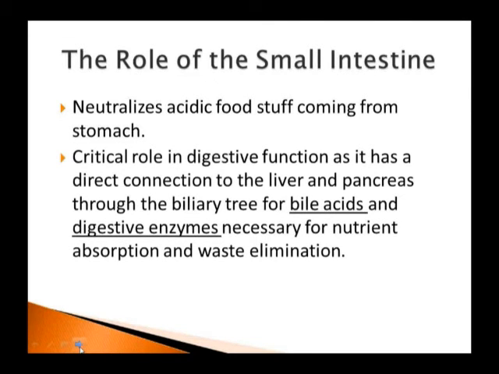Also, the small intestine plays a critical role in digestion because it has a direct connection right through what's called the biliary tree. It has a connection to the liver and the pancreas, and the pancreas is producing digestive enzymes. The liver is producing bile acids, and bile acids are necessary for the breakdown and absorption of fat-soluble vitamins, whereas the digestive enzymes of lipase and sucrase and these types of things help to break down the fats and the proteins in another way as well. And so we also get a lot of nutrient absorption from the small intestine, but it's also the production of bile, which helps to remove waste material from the intestinal tract as well.